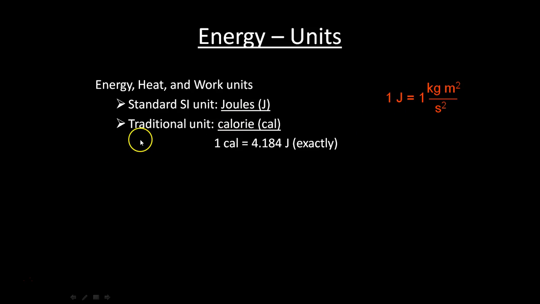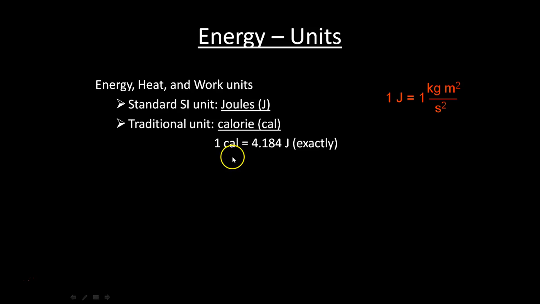But a traditional unit in chemistry is that of the calorie, which is very much a heat-related energy unit. And that 1 calorie is about 4 joules. You see, it's exactly 4.184 joules. And so a joule is smaller than a calorie, or a calorie is larger than a joule. So those are a couple energy units to be aware of.